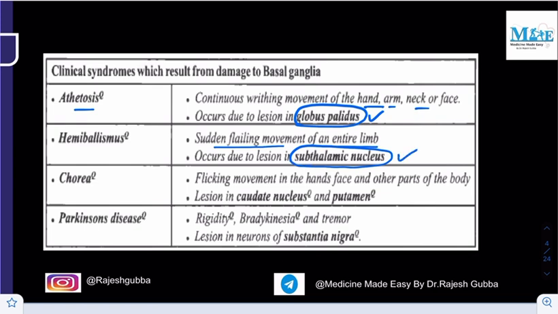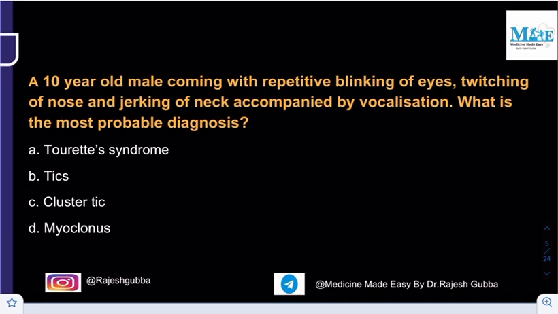And for the development of chorea, what is chorea? It is flicking movement in the hands, face and other parts of the body. The lesion is in the caudate nucleus as well as the putamen. And Parkinson's, you can remember the mnemonic RAT: rigidity, akinesia and tremors. The site of lesion for Parkinson's is the substantia nigra. So this is a very important slide to know the various involuntary movements and their sites of lesion. Now you see the next question.